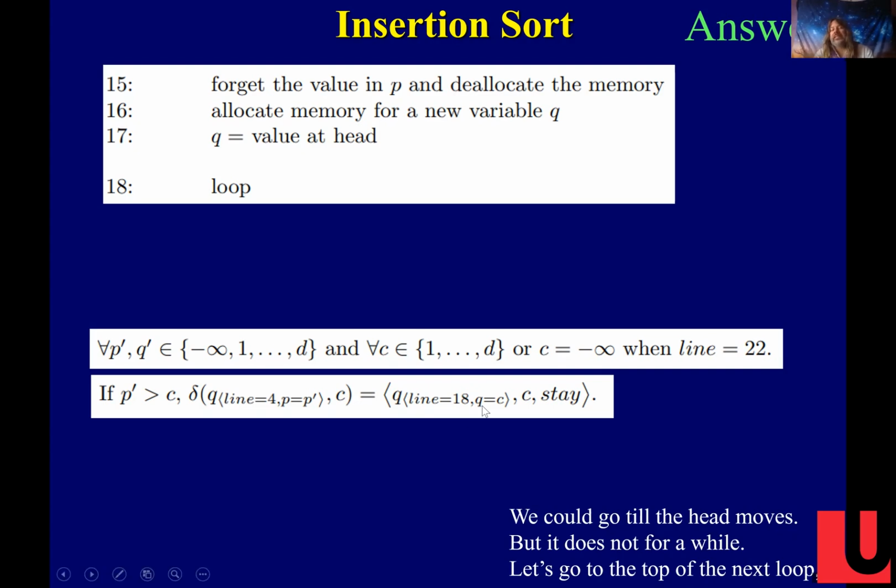What's true at line 18? Well, I know I'm at line 18. I no longer know the value of P. I now know the value of Q. I now have a new variable Q. And what's the value of Q? It's whatever I'm looking at, the C I was looking at. The head hasn't moved yet, right? So I'm still looking at the same C, right?